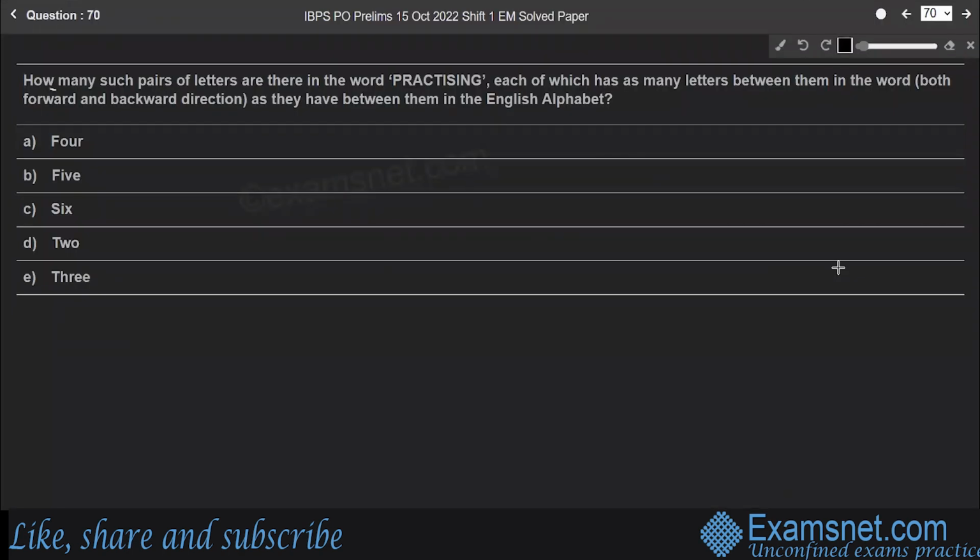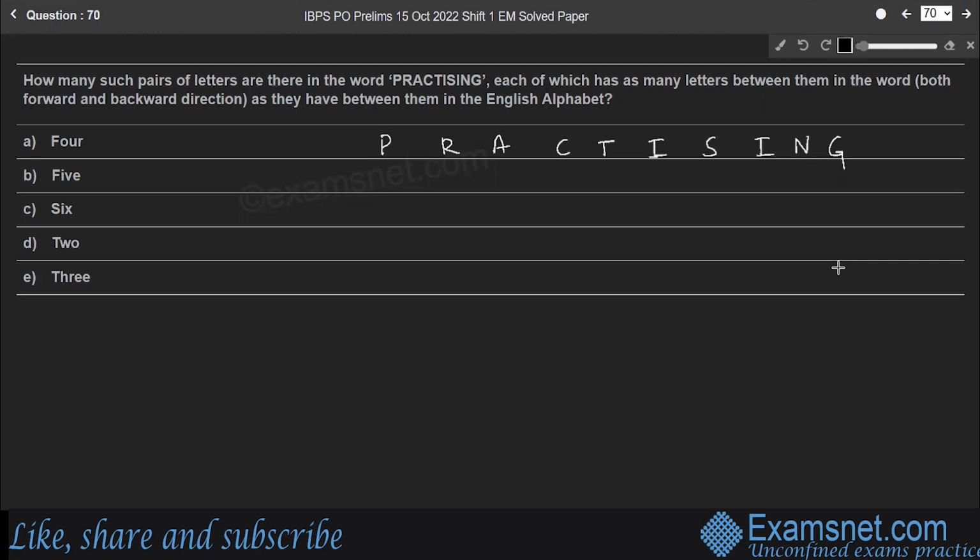Question 70. How many such pairs of letters are there in the word practicing, each of which has as many letters between them in the word, both forward and backward direction, as they have between them in English alphabetical series? Here, the given word is practicing. P-R-A-C-T-I-C-I-N-G. So we have to find such pairs of letters.